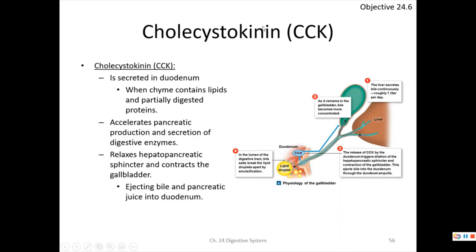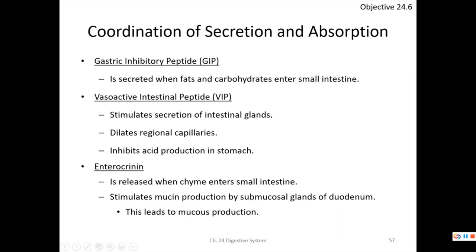Now, gastric inhibitory peptide is when you have fats and carbs in the small intestines, and it does inhibit stomach activity, which I do need to add in there. Vasoactive intestinal peptide actually stimulates secretions of intestinal glands to prepare for food arriving, but it also dilates the capillaries and it actually inhibits the action of the stomach. The stomach now has done its job. It's getting ready to tell the intestines it's time to absorb.